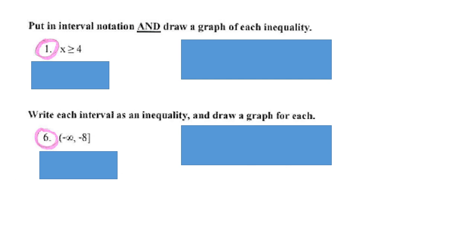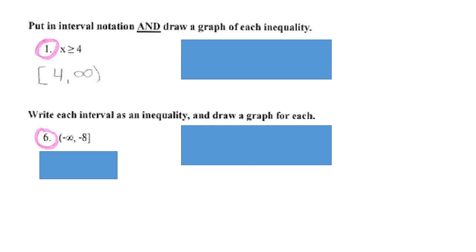So now we have 2 more sections. Put in interval notation and draw a graph of each inequality. So the first example there, we have x is greater than or equal to 4. So again, it means the least value is 4, and it is included, so it's going to be a bracket with a 4, and then it has to be greater than it, so it's going to go all the way to infinity. So bracket 4, comma, infinity, parentheses.